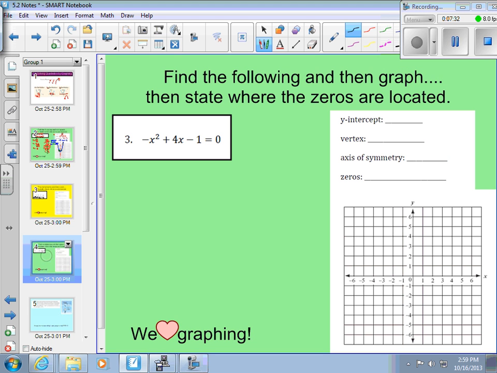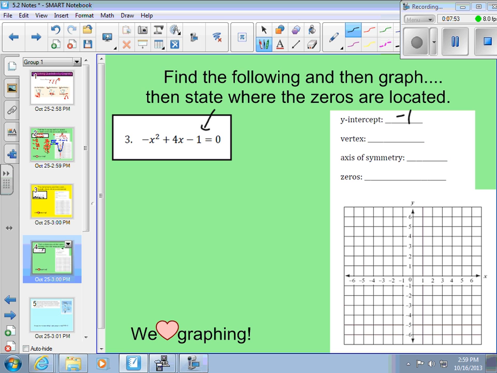All right, why don't you go to the back. Let's take a look at number 3. On number 3, they want us to find a lot of the same stuff again. So what's the y-intercept? What's the vertex? What's the axis of symmetry? Well, our y-intercept would be -1, like we did on the last problem. That number right there is going to be our y-intercept.